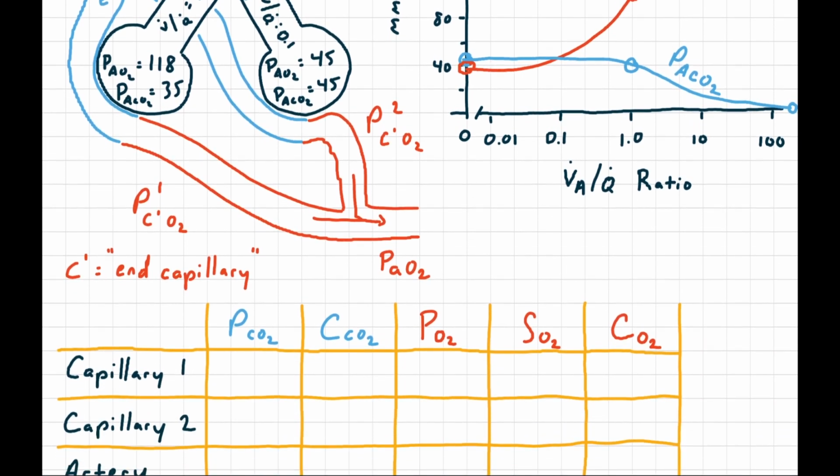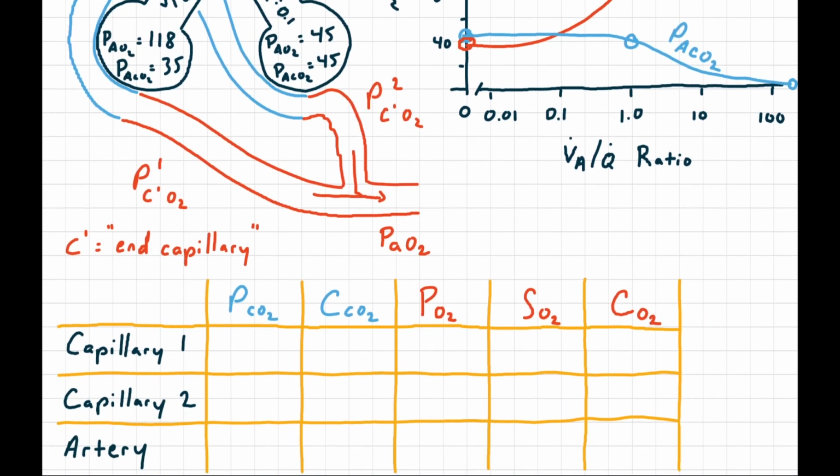To answer that question, we need to look at the content of each gas contained in the capillary blood. So one more time, with no diffusion limitation, in capillary 1 on the left, the carbon dioxide partial pressure is 35 millimeters of mercury, and the oxygen partial pressure is 118 millimeters of mercury. In capillary 2 on the right, the carbon dioxide partial pressure is 45 millimeters of mercury, and the oxygen partial pressure is also 45 millimeters of mercury. So you probably remember we can't necessarily just average the partial pressure numbers because the resulting arterial gas pressures depend on mixing the content of these gases in the blood.